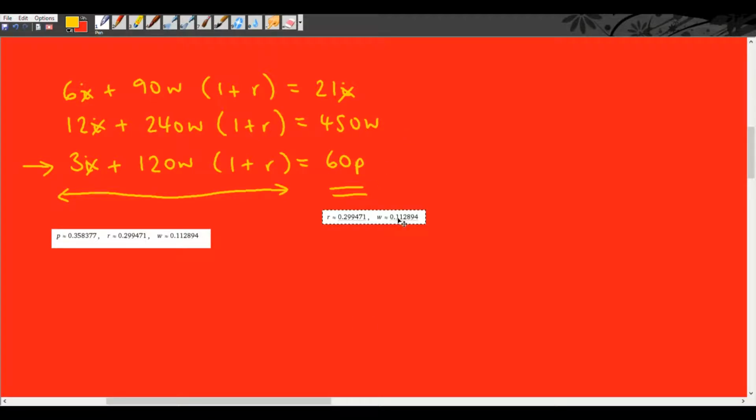So I've removed that line from the equation, and this is the result. And as you can see, the rate of profit, which was 0.299471 here, is exactly the same here. The unit price of wheat is still 0.112894. All that's happened is that this unit price of pig has disappeared.